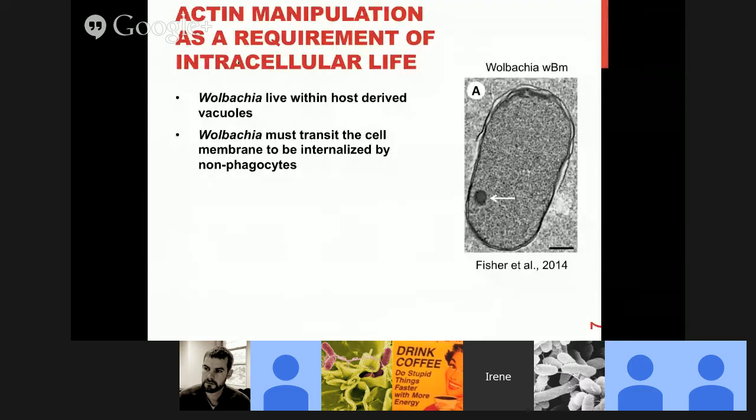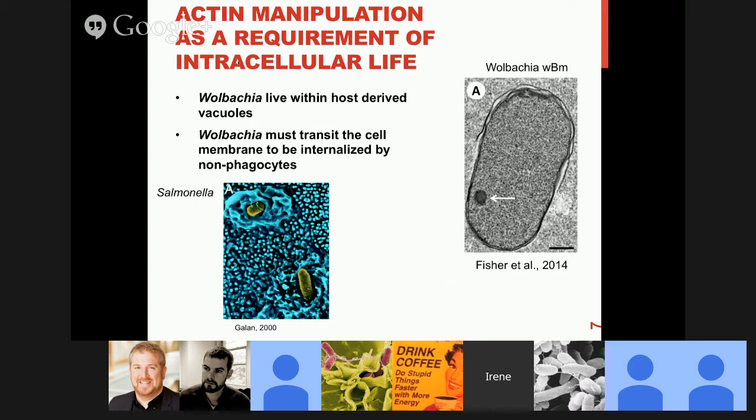So we'll start with the following premise, that manipulation of actin is a requirement for any bacterium that lives intracellularly. So Wolbachia live within host-derived vacuoles, and you can see in this electron micrograph here, Wolbachia is surrounded by these really nice membranes. So it's found predominantly in these host-derived vacuoles. And in order to enter and exit these non-phagocytes, Wolbachia must be able to transit the cell membrane and be internalized. And this is not an uncommon strategy for bacteria.